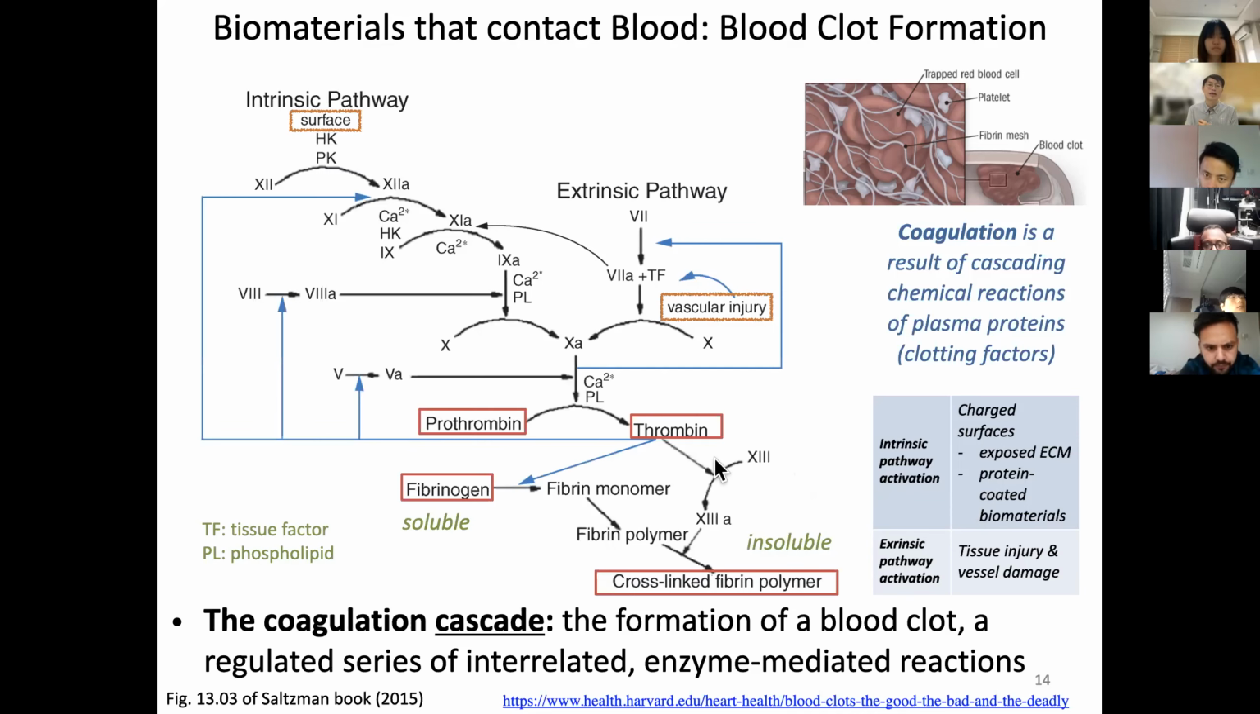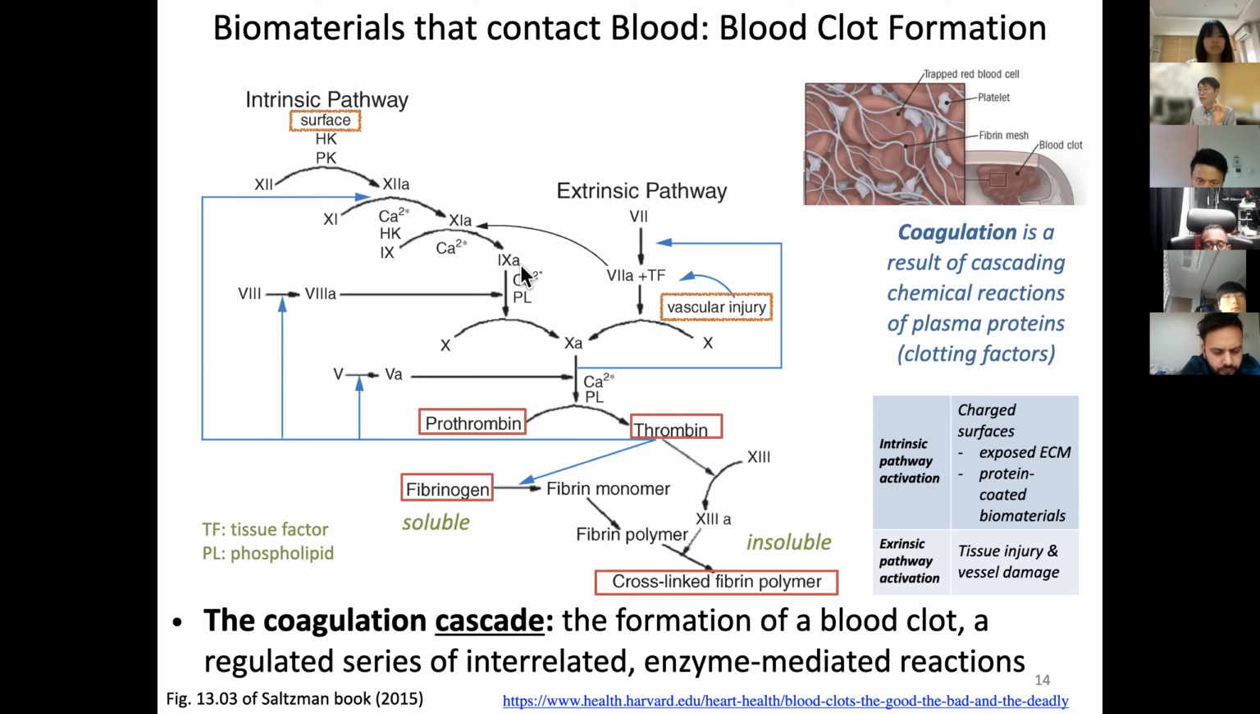So here comes the rather complicated-looking diagram. I want to just focus on what's important here. So the intrinsic pathway and the extrinsic pathway, and it is provoked by this surface, okay? And this one is triggered by vascular injury, which is here as TF, the tissue factor. And there are a number of multiple enzymatic reactions. This small a means activated, and you can see there's calcium ion involved.